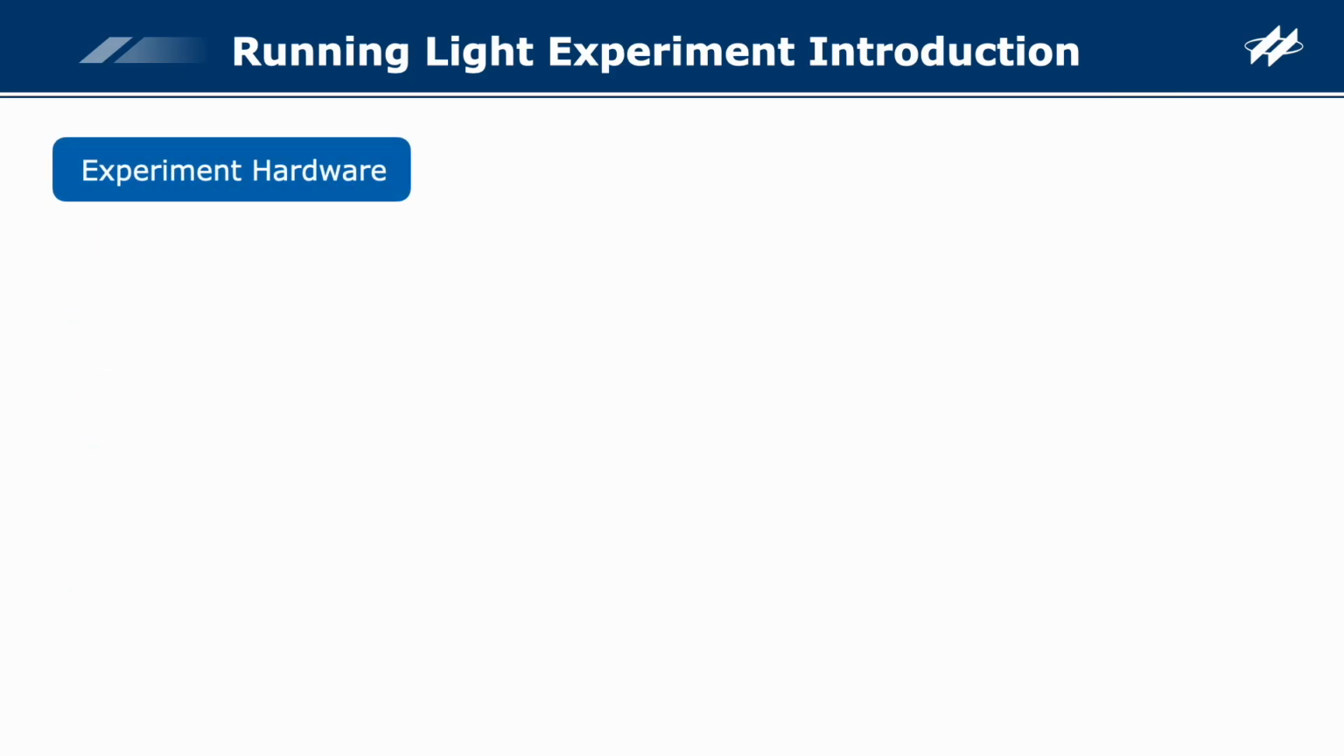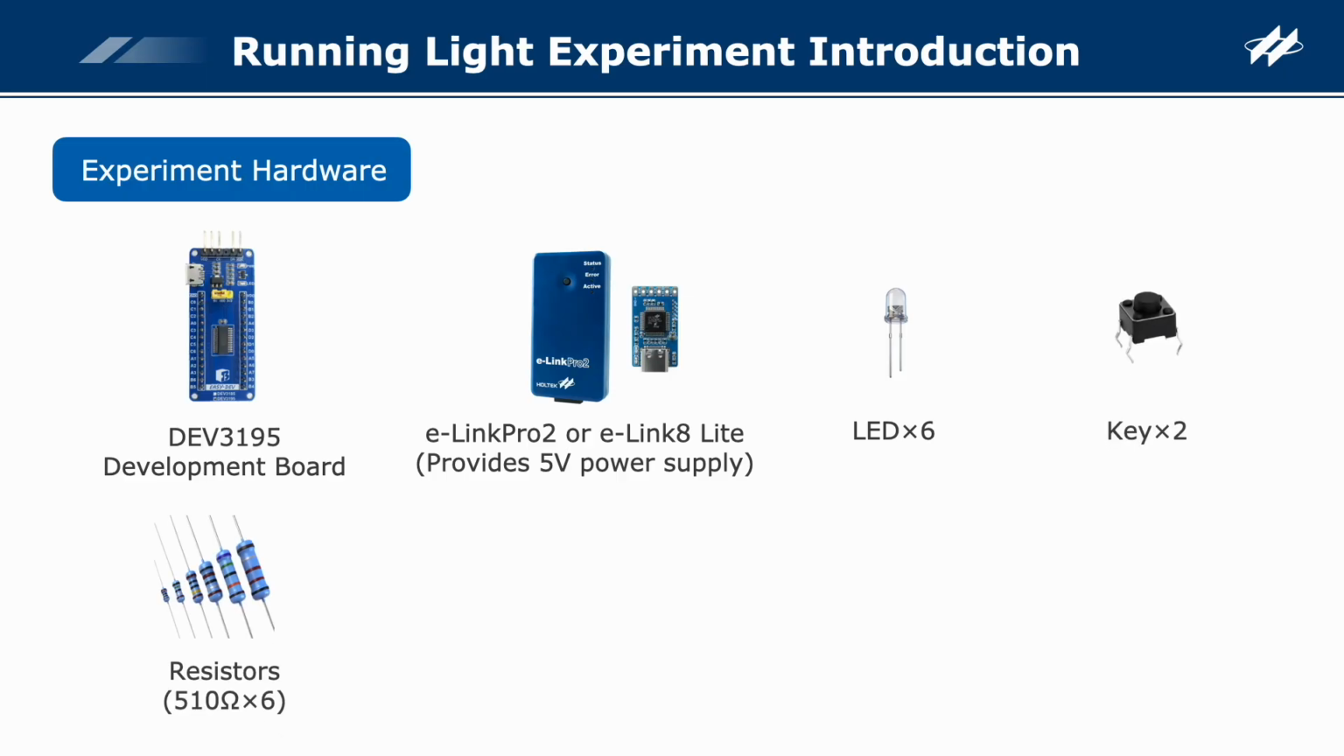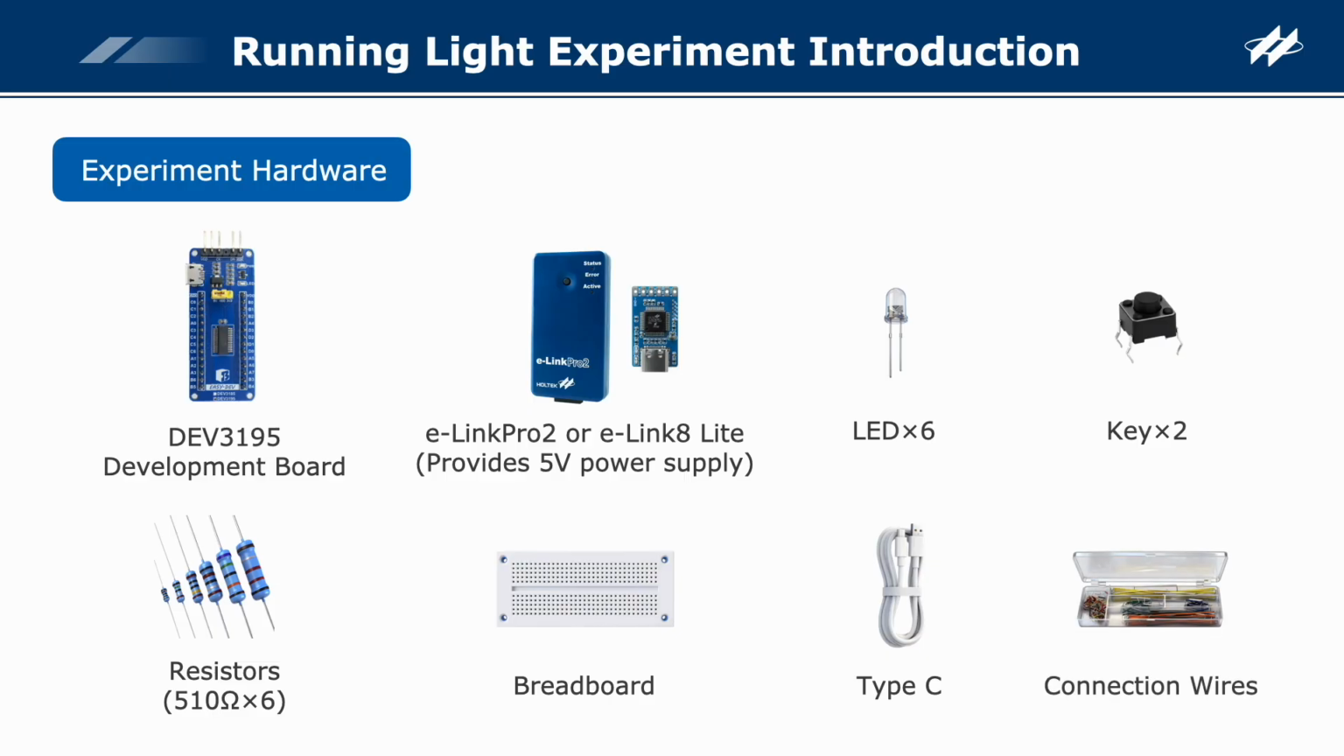Let's see what materials are needed for this experiment. This experiment uses the DEV3195 development board as the main control board. The emulator provides the 5-volt power supply. We will also use the following components: LEDs, keys, resistors, a breadboard, a Type-C cable, and connection wires.